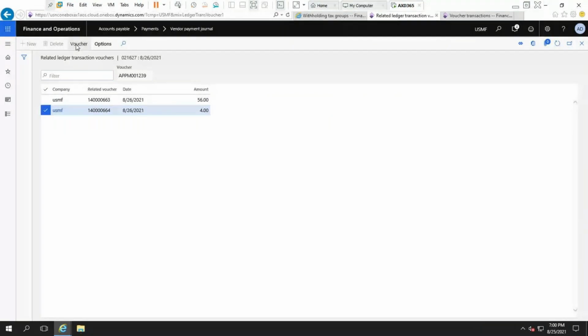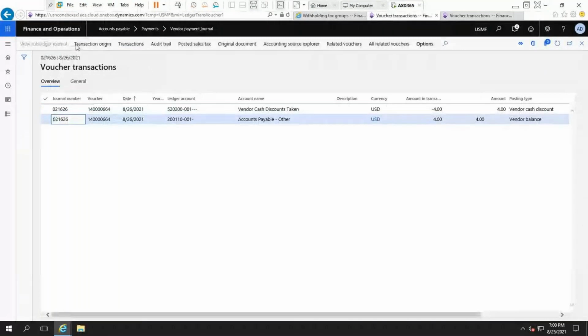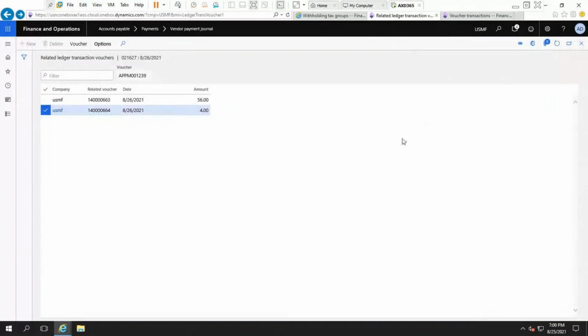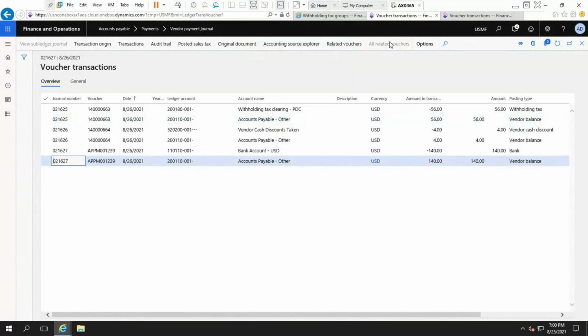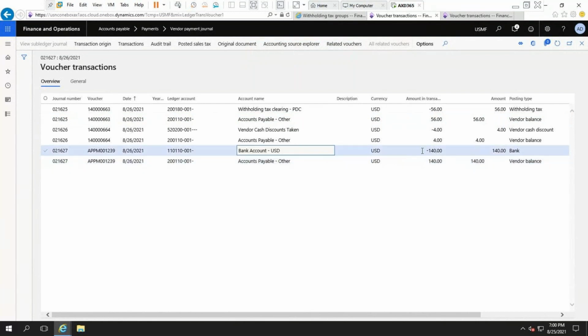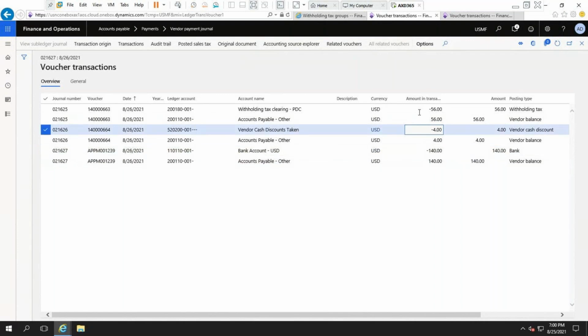This is related vouchers, and if you want to see all together, then you can simply click on all related vouchers together. So for 140, you can click on all vouchers. $140 is the invoice amount. We have paid the payment using check payment. I have paid $140, and $4 I have taken as discount. $56 I have deducted as tax, withholding tax. I need to pay it to the government authority.